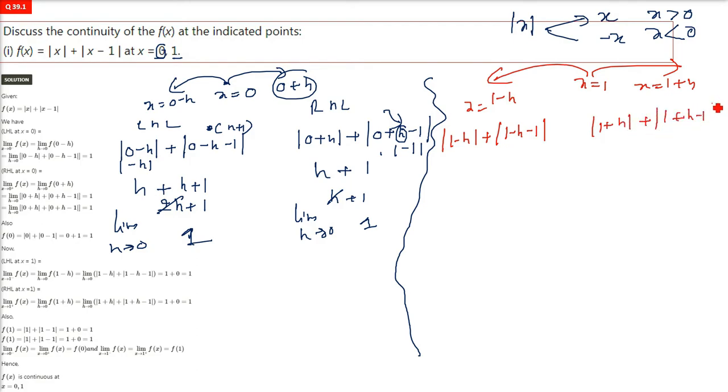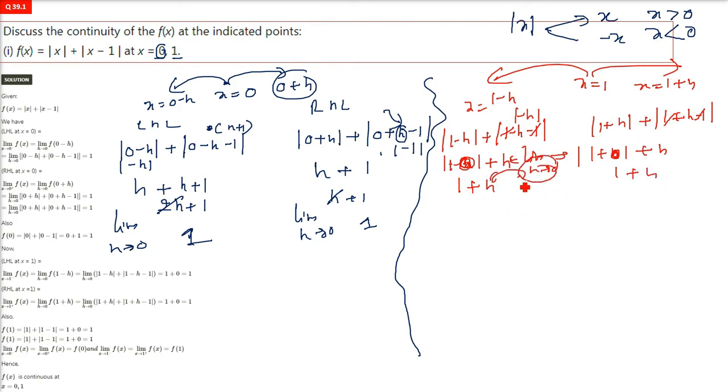So now this 1 gets cancelled. Mod 1 minus h is 1 minus h only. This gets cancelled, minus h will be positive h. Here 1 plus h, let it be like this. And 1 gets cancelled, you get mod of h. So now just apply the limit. H is 0, mod 1 is 1 only. So 1 plus h, h is 0. I am applying limit h tends to 0 on both sides. So mod 1 is 1 only, 1 plus h. Now apply the limit h tends to 0. Left hand side it is going to be 1, right hand side also 1.